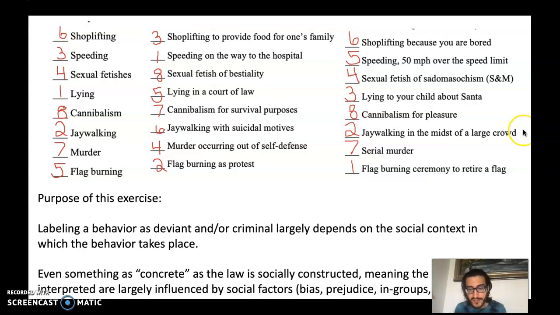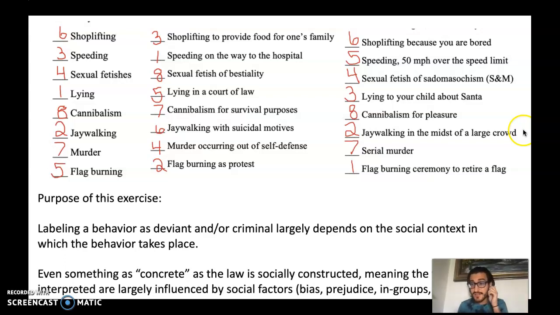So even something as concrete as the law is socially constructed, which means that the way laws are interpreted are largely influenced by social factors. So things like bias and prejudice can have a big impact on whether or not certain laws get carried out, right? And we'll talk a little bit more about that now, but even in our previous discussions, think for example, when we were talking about race and we looked at all of those studies that found that medical providers and police officers do indeed have implicit bias against people of color, which means that we can expect people of color to be criminalized at higher rates in comparison to white people, which indeed they are, and we'll look at more evidence that supports that today.